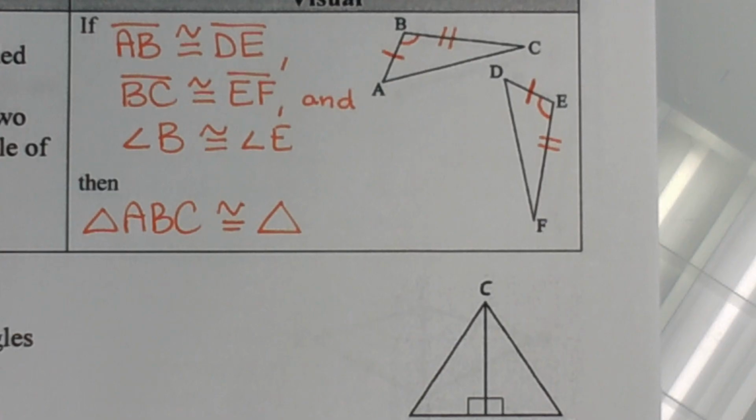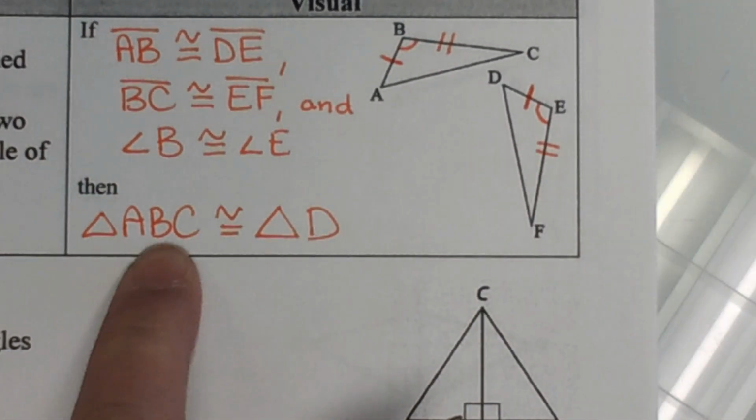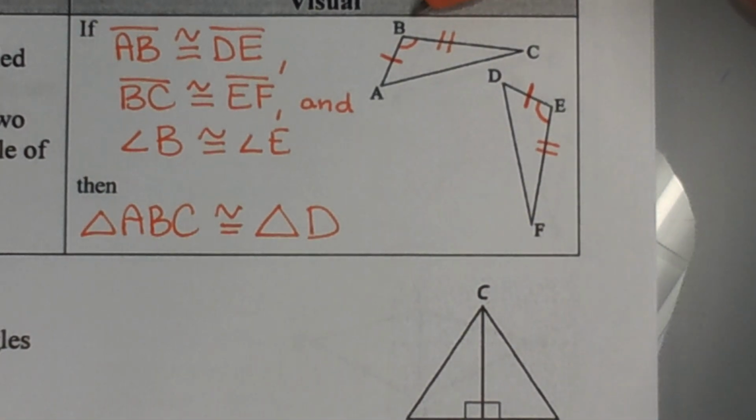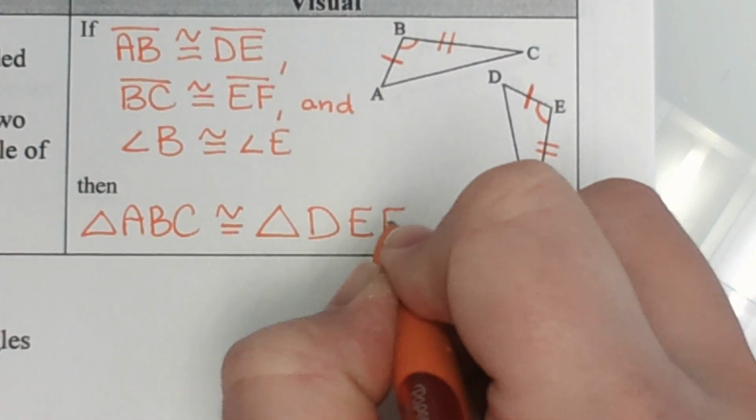Which angle do I start with in this triangle? D. Now I chose to go from A to B. B was the congruent angle. So I'm going to E next. And then F must be last then.